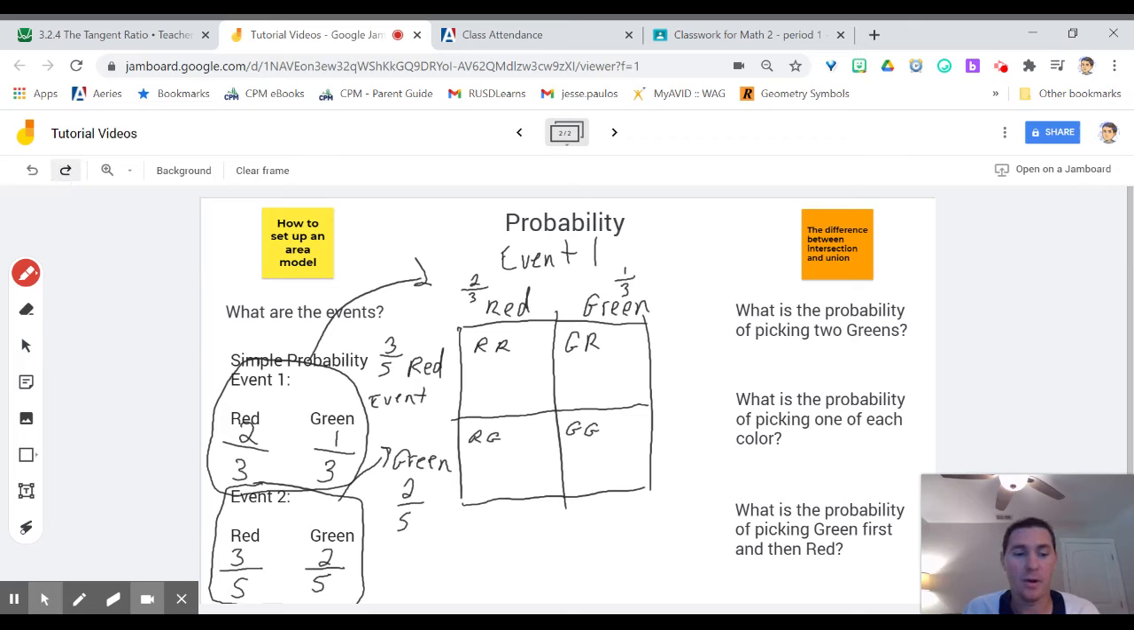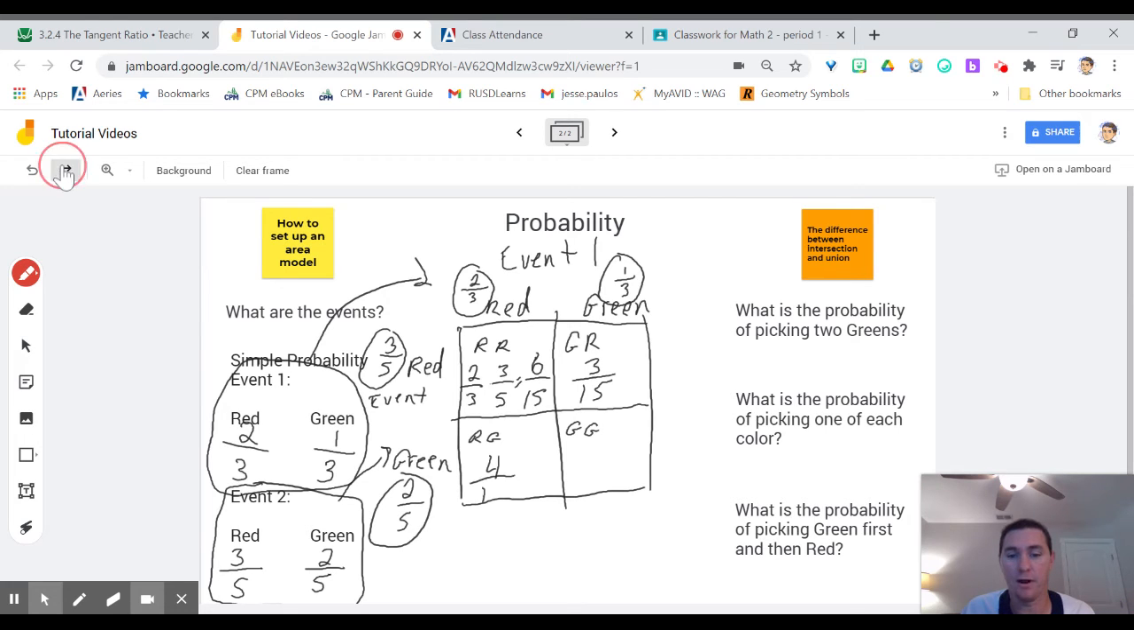Okay, now let's find the probability of each event. And to do that, we multiply the simple probabilities. So 2/3 times 3/5 gives us 6 out of 15. So the probability of going red, red is 6 out of 15. All right, the probability for going green, red is 3 out of 15. For going red, green, 4 out of 15, and green, green is 2 out of 15.